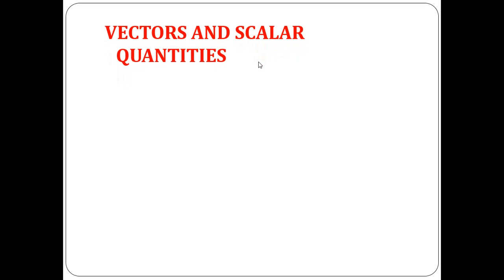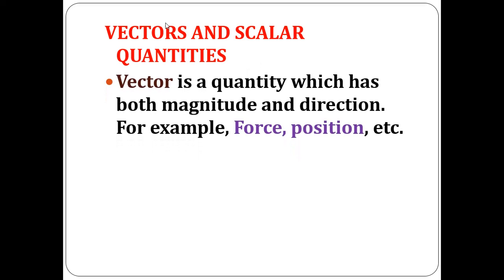Now, before going to the topic, we can learn about two physical quantities. They are vector quantity and scalar quantity. So what is meant by vector quantity? Vector is a physical quantity which has both magnitude and direction. Okay, so vector is a physical quantity which has both magnitude and direction.